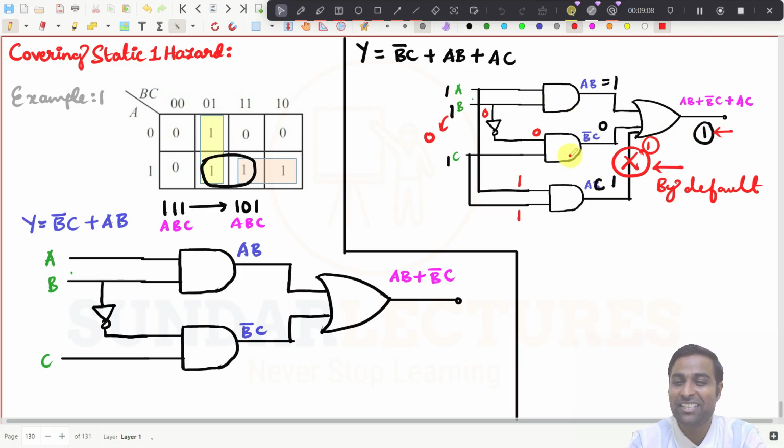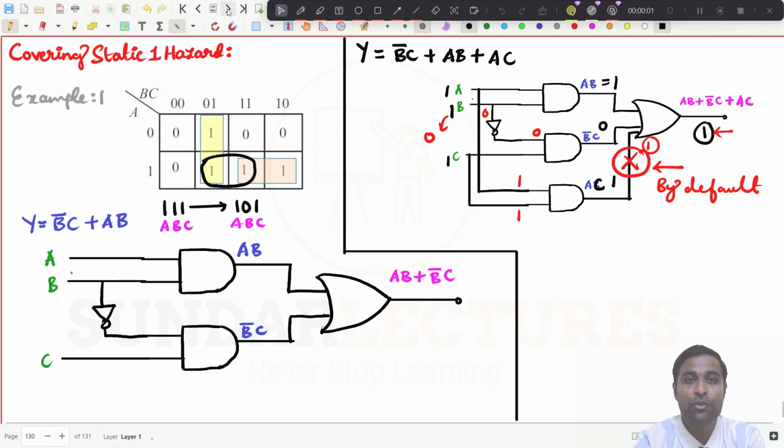I am not going to consider this one. This propagation delay of this gate and this gate will not affect the output as 1 to 0, because this gate is making that particular 1 to become, it will make the output to 1. So this is how you can eliminate the static 1 hazard. So what we have done, we have just taken an extra grouping that was not covered in the Karnaugh map. Simply, it will eliminate, right?